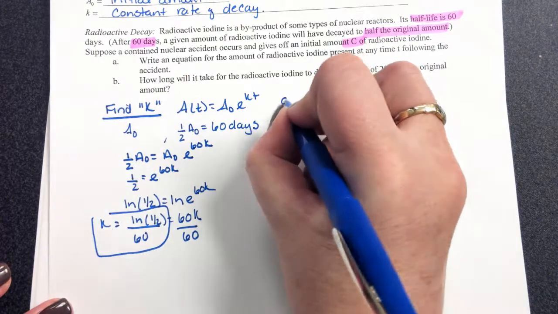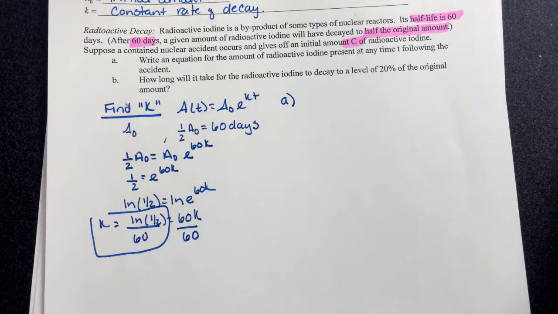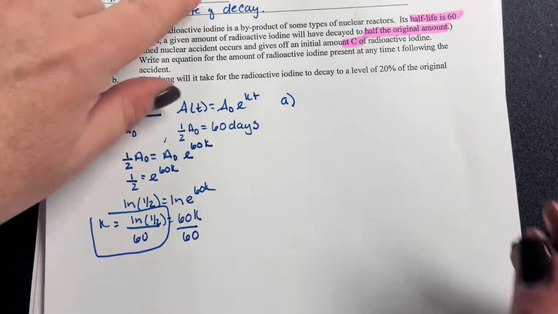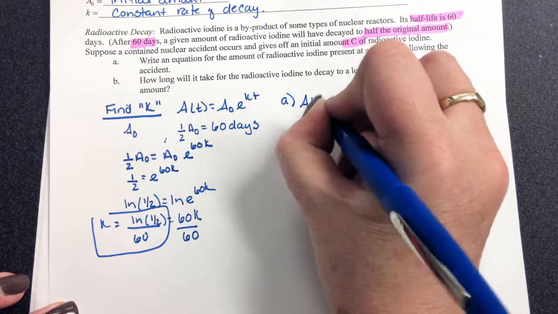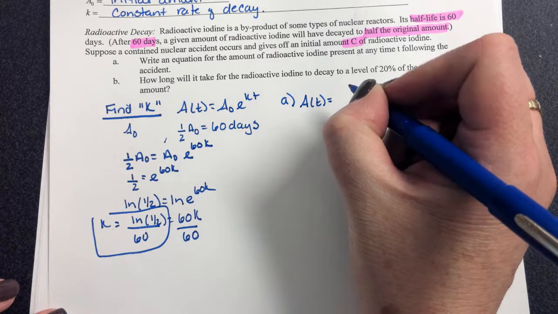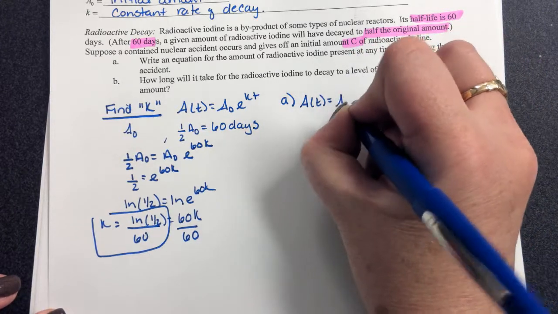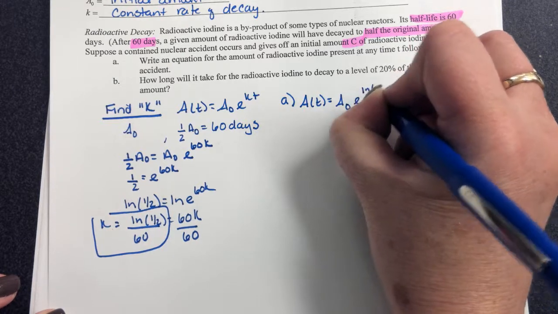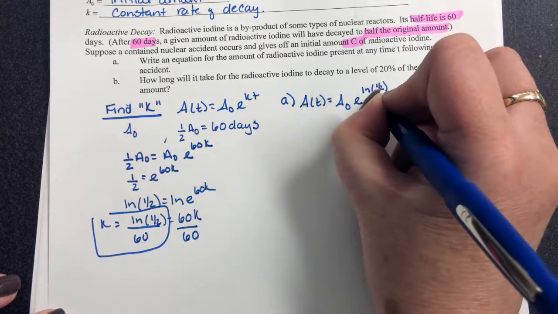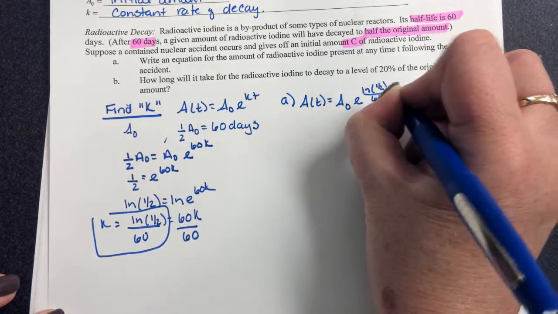So part A just wants us to write the equation. So to write the equation, I'm just going to plug in this K value into my formula. So A of t is equal to A sub 0 times e raised to the natural log of 1/2 over 60 times t.